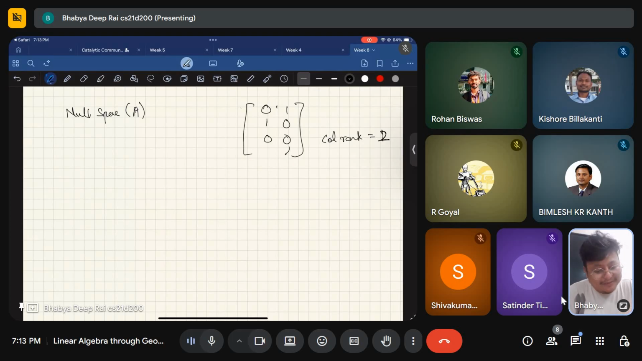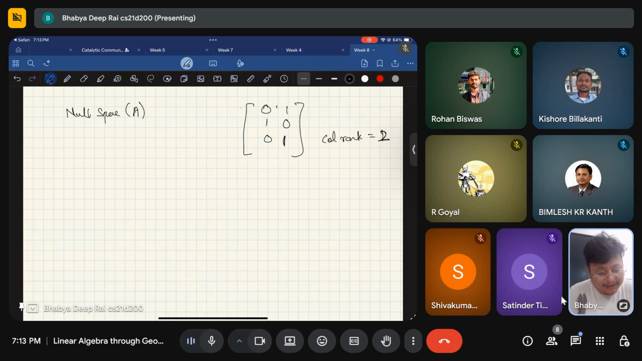But why is this matching? For example, let's say I make this 1 now. What is the column rank now? Column rank, the second row cannot ever be produced by the first row. I hope you can see that by multiplication. So column rank is still 2.